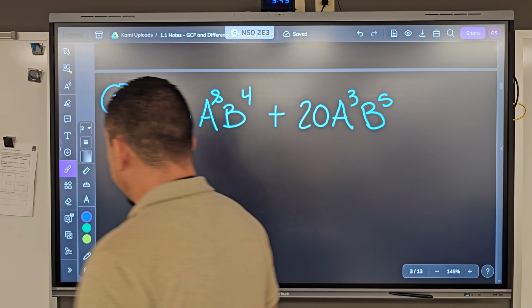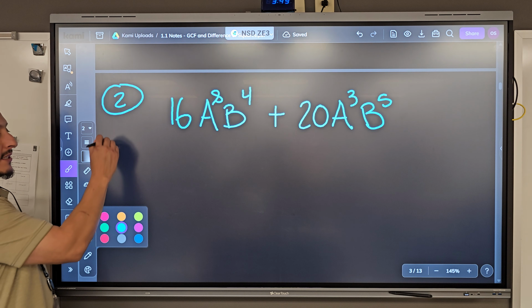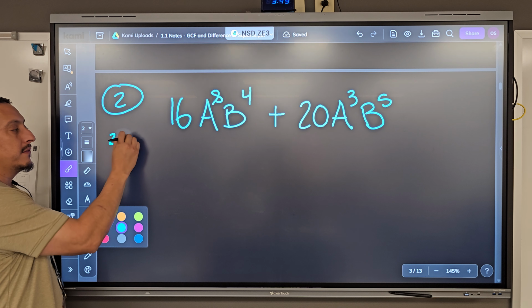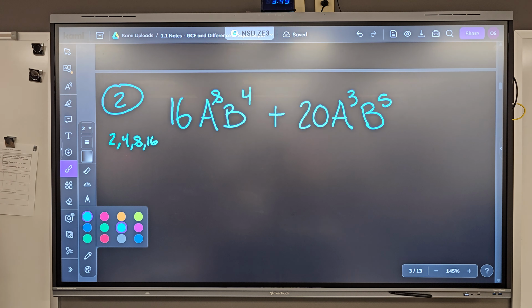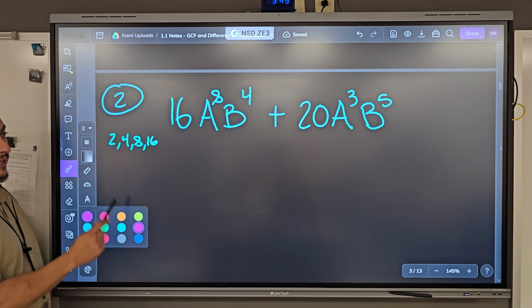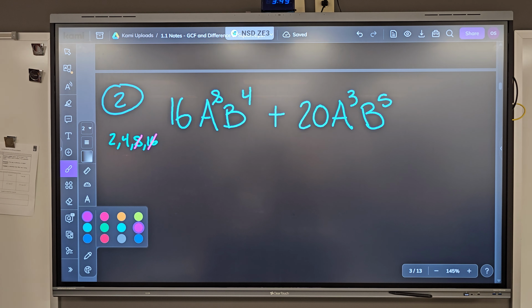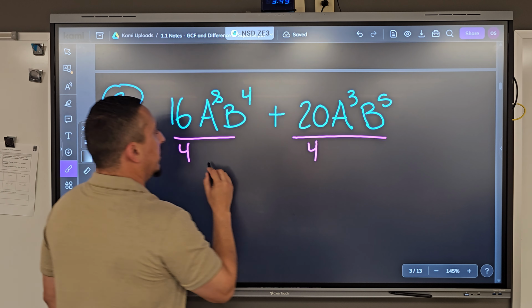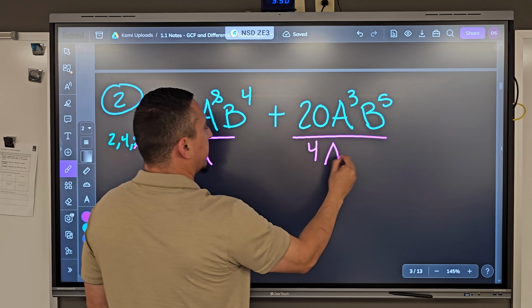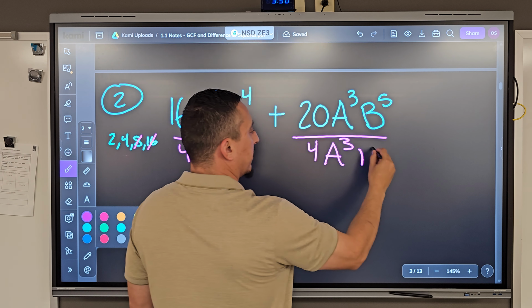Okay, so let's see. I know we're not all done, but we're getting pretty close. So 16, right? 2, 4, 8, 16. That's it, I don't think there's one. And then the biggest one out of those that goes into 20. 4. Okay, 4 is the biggest one. So 4 is your GCF. So you're going to divide both of these by 4. What's the most A's we can remove? 3. And the most B's? 4.